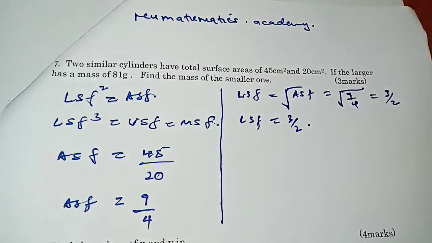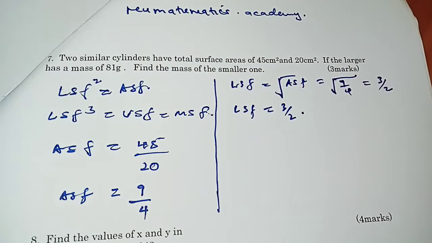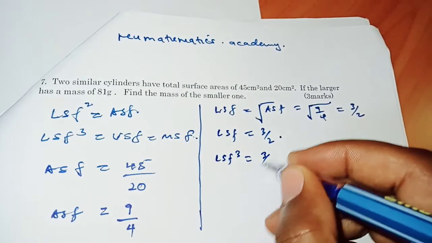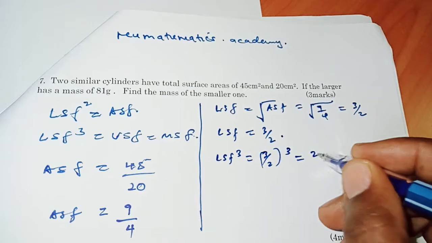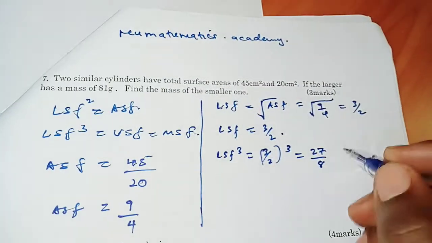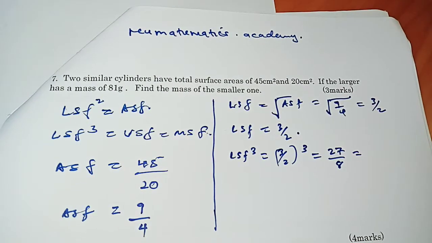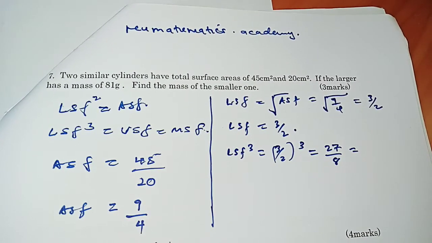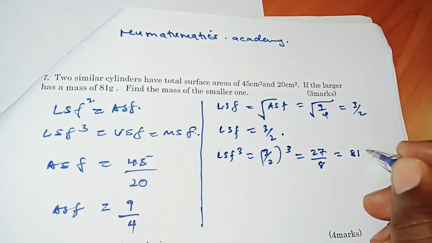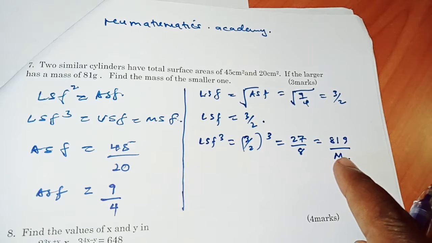Alright, going back to this problem here, you can see we say that linear scale factor cubed is equal to volume scale factor, which can also be equal to mass scale factor. So if you cube the linear scale factor here, which is (3 over 2) cubed, you're going to get 27 over 8 as the cube of linear scale factor, which can also be equal to mass scale factor. But looking at this problem, you're given that the mass of the larger cylinder is 81 grams, so we relate this, as this is the largest of all, so we equate this to 81 over some mass that we don't know. Okay, so this is the mass of the smaller cylinder.